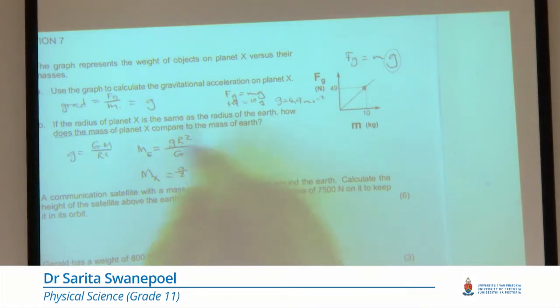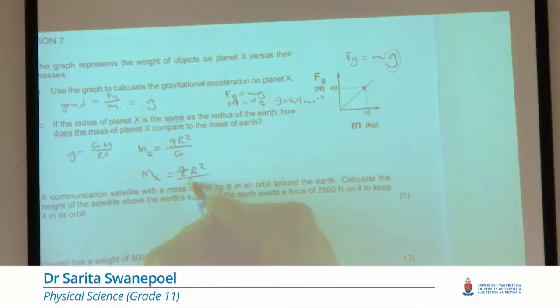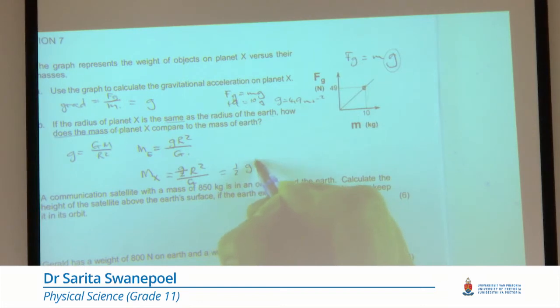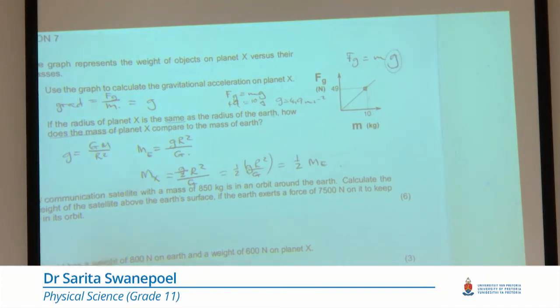What did they tell us about the radius? Same. So r is just the same. What do you know about big G? It's in the same universe. It's a universal constant, right? So what do I want to remove to get back to the Earth's mass? That half up there. If I remove the half, I get back to g r squared over G, and that is the mass of the Earth. So this is now half the mass of the Earth.